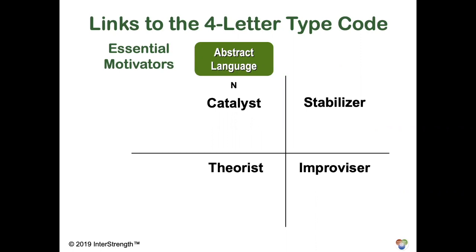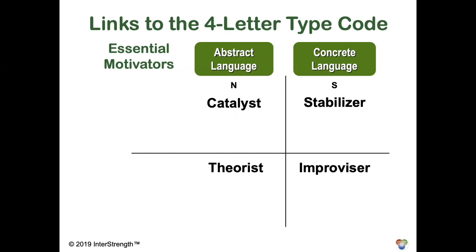Concrete language as a preference shows up with the stabilizer and improvisers, who tend to use concrete language, meaning they're referencing tangible things in a way that you can see it, taste it, smell it. It doesn't mean that they can't be conceptual. It just means that the way they talk about them is pretty tangible, pretty easy to see. And that shows up as an S in the type code. So stabilizer and improviser share a sensing preference.